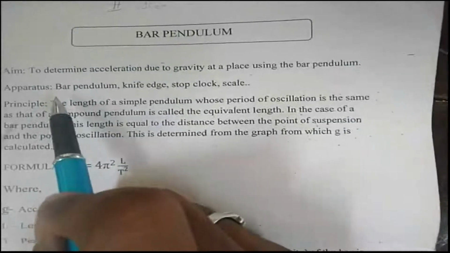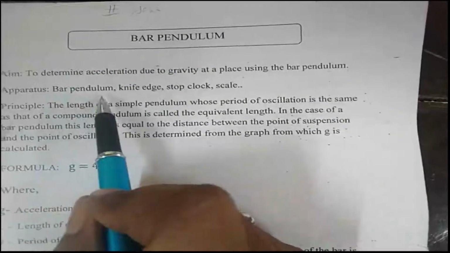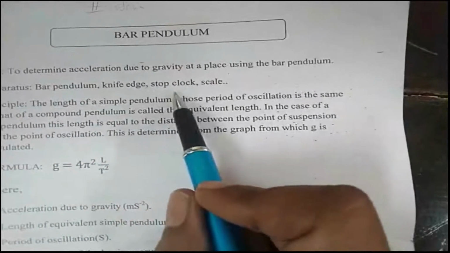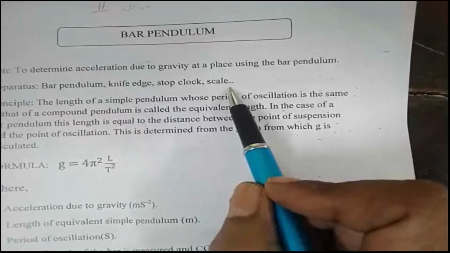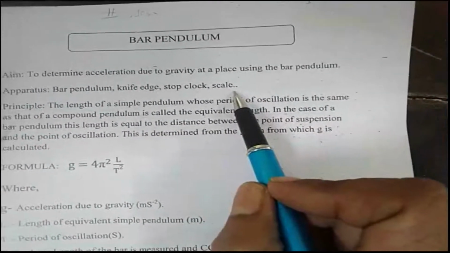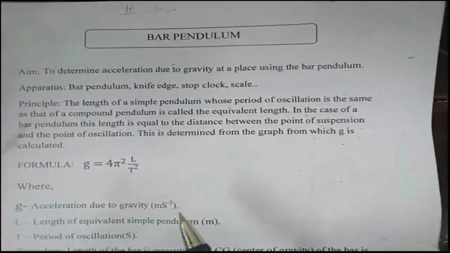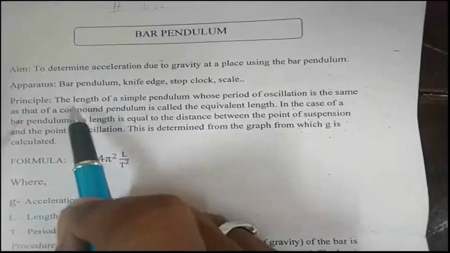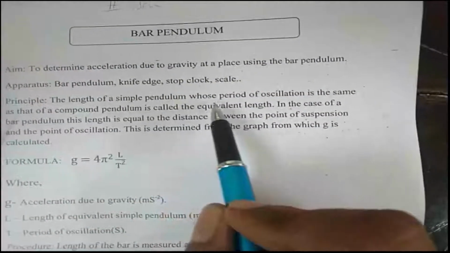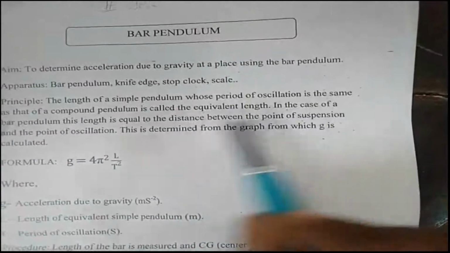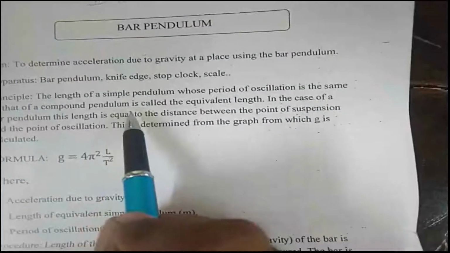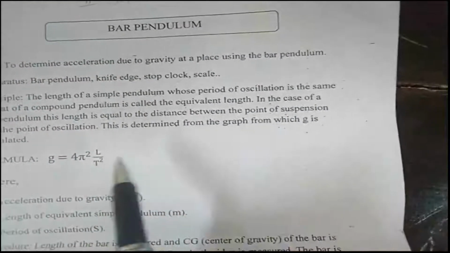So we need the apparatus to do the experiment: bar pendulum, knife edge, stop clock and a meter scale. So to find the acceleration due to gravity, what is the principle to be followed here, you know? The length of a simple pendulum whose period of oscillation is the same as that of the compound pendulum. Okay, that is called equivalent length.